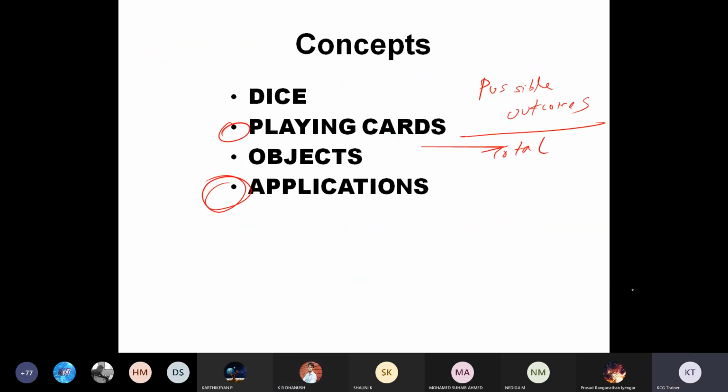What is the next concept after dice? Playing cards. The most important concept in probability is playing cards. Now we have to discuss playing card questions, both of permutation and combination and also probability.